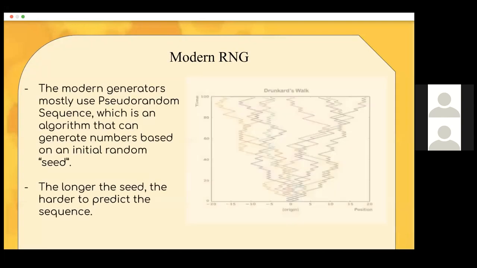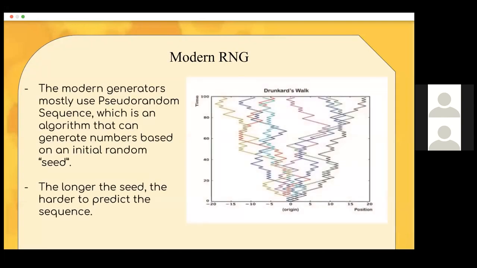So what about our next major improvement? Let's look at our modern-time RNG. Nowadays we use what's known as a pseudo-random sequence. Basically, it's an algorithm that can generate so many numbers if you have a known seed, C. If you have a known C and an algorithm, it will generate millions of numbers that are so hard to predict.